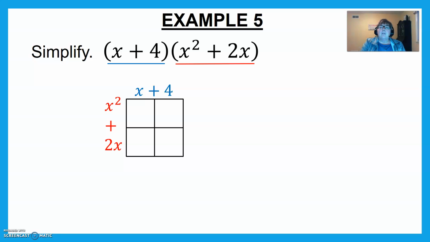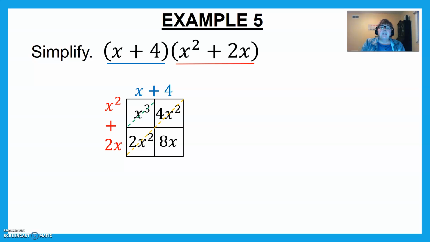All right, so I start by multiplying x squared times x, and I get x to the third. I multiply x squared times 4, I get 4x squared. I multiply 2x times x, I get 2x squared, and I multiply 2x times 4, and I get 8x.